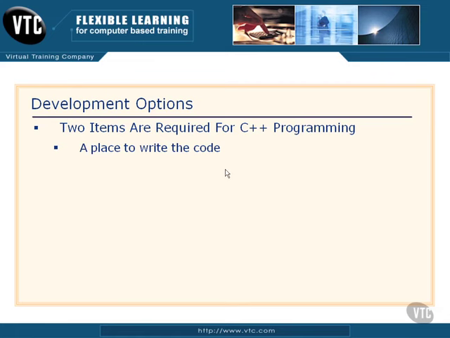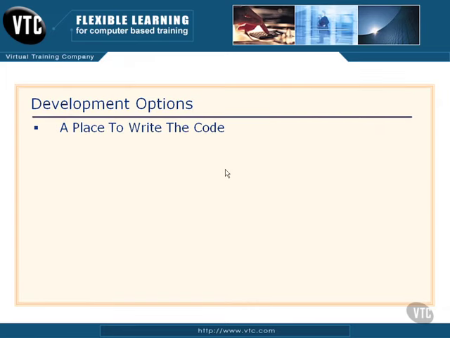The first one is quite obvious, a place to actually write the code that you want to run, and then a compiler which is going to take that code, translate it into the zeros and ones that the computer needs to actually execute the code. Now let's focus just for a minute here on a place to write the code. Now you have a blistering, confusing amount of options here.